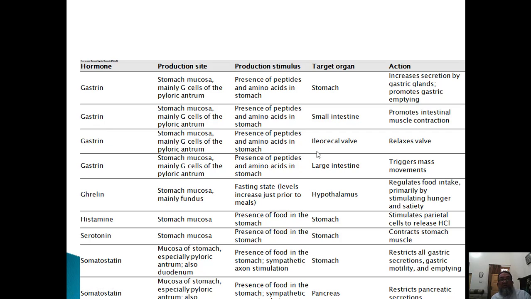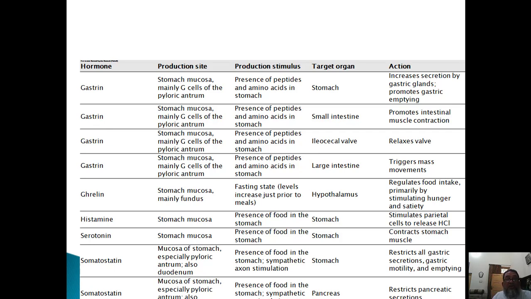Now this is a diagrammatic table of the various types of hormone, their site of secretion, production stimulus, target organ and action. For example, gastrin: stomach mucosa, mainly G cells of the pyloric antrum, stimulated by the presence of peptides and amino acids in the stomach; it relaxes the ileocecal valve and promotes intestinal muscle contraction. So these are the various functions. Ghrelin: stomach mucosa, mainly fundus; levels increase in the fasting state prior to meals; target is the hypothalamus, regulating food intake primarily by stimulating the hunger and satiety center.